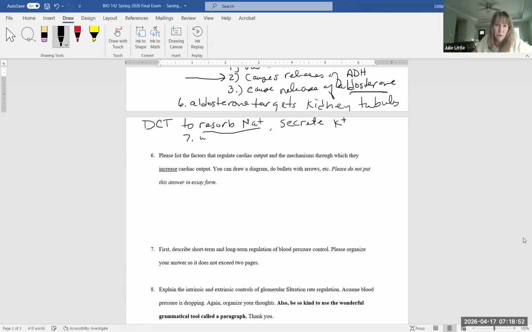So number 7, water follows sodium back into the blood. So this automatically is going to increase blood volume. And if we increase blood volume, what do we increase? Blood pressure. So that is the answer to number 5.